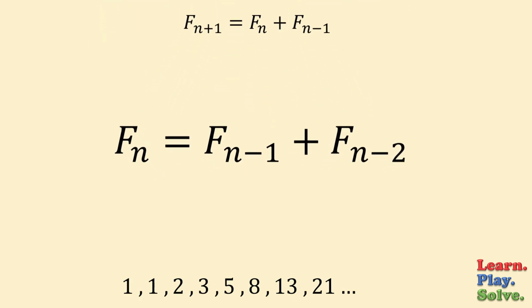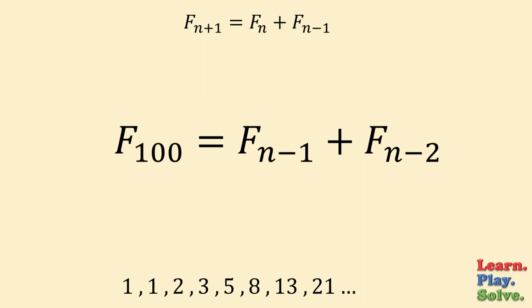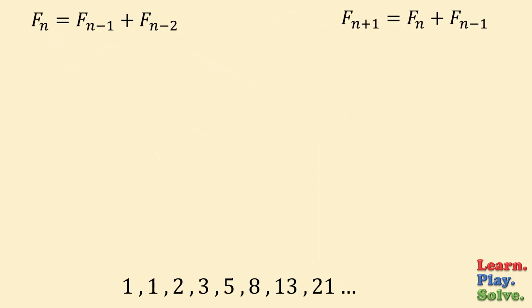But let's say you want to know the 100th Fibonacci number. If you don't know the 98th and 99th numbers, then this formula is useless. You would have to find every number up to the 100th term, which would take an unreasonably long time. So let's see if we can find a non-recursive formula, one that doesn't depend on any other terms in the sequence.